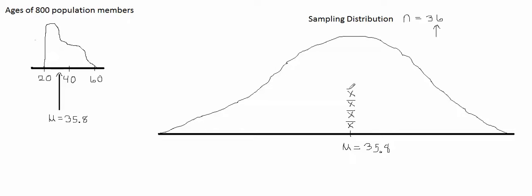So if I happen to select one of these samples right here to be my actual sample, then my sample mean will be a perfectly accurate estimate of the population mean. Because if I happen to select any one of these samples right here to be my actual sample, my sample mean will come out to exactly the same number as the population mean, which is 35.8.